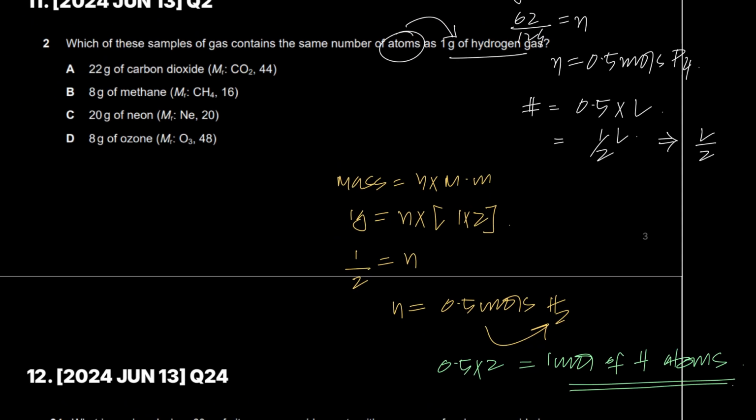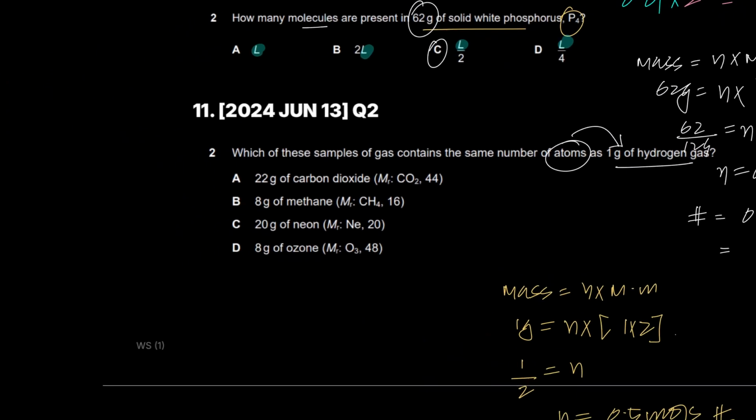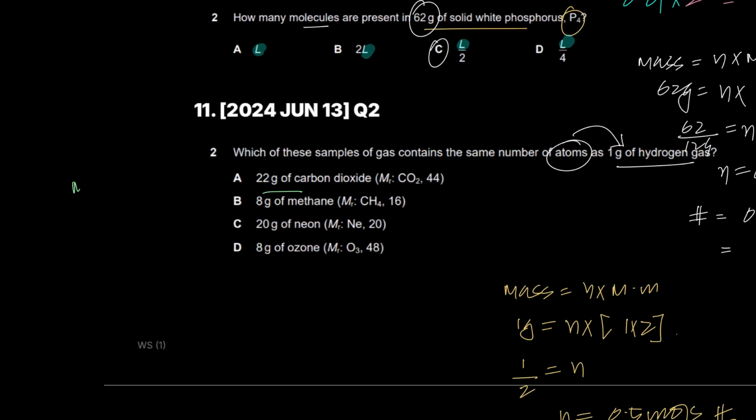But I just want to now check which of these have the same moles of atoms. Carbon dioxide is given to you. Again, mass equals mole times molar mass. I'm going to do one with the equation, and then the others I'll do directly in the calculator. That's the basic trick for it, the quick way.